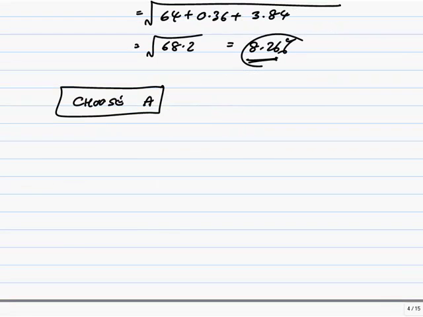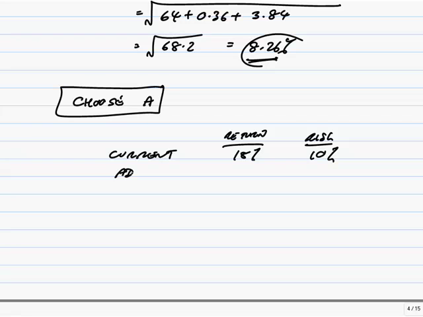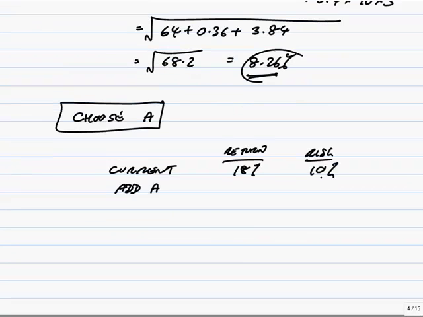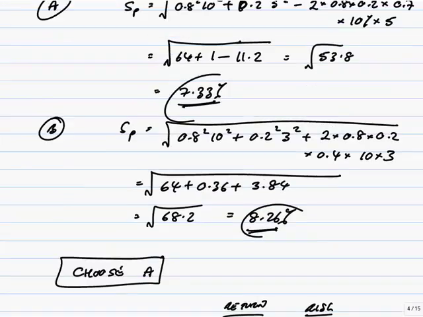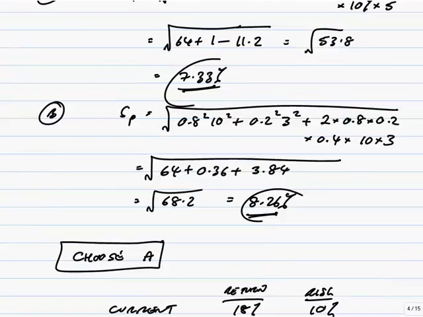In case you're wondering, of course, an option may be to stay as we are. If we stay as we are, the return is 18 and the risk is 10. If we increase our portfolio and add A, then although the risk falls to 7.33, the return falls as well. The overall return, picking A, fell to 16%.